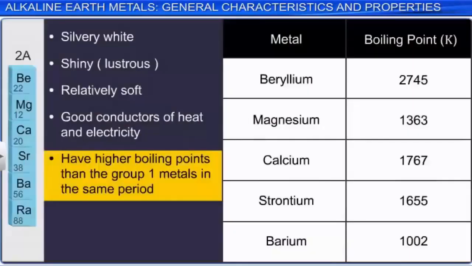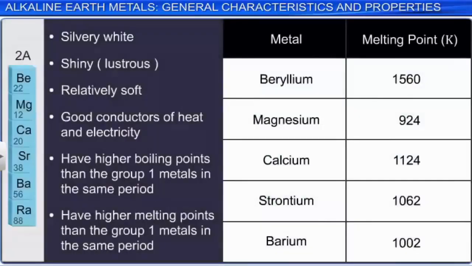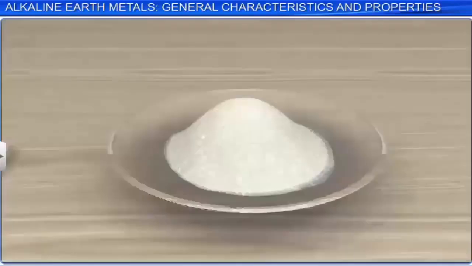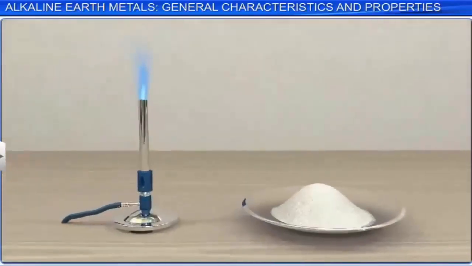The group 2 metals have higher boiling points than the group 1 metals, due to their smaller atomic radii. Similarly, the group 2 metals have higher melting points than the group 1 metals in the same period, although the trend is not systematic. Flame tests are a simple, qualitative way to test for the presence of metals.